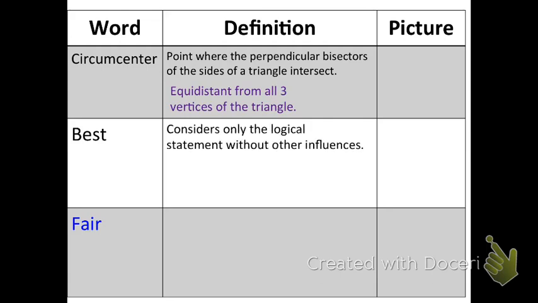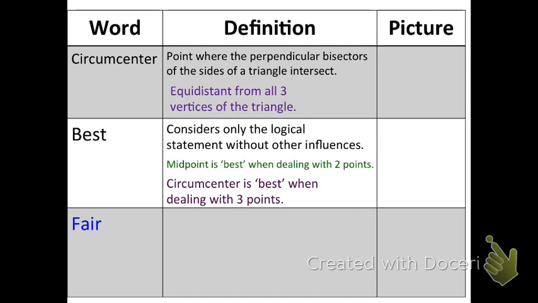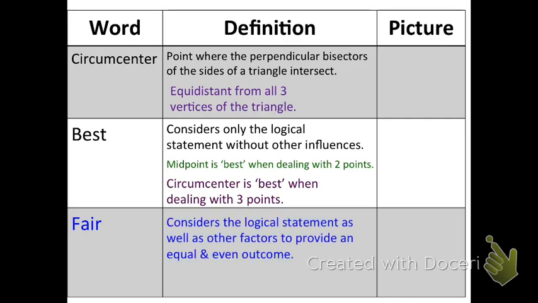The word best considers only the logical statement without other influences. Midpoint is best when dealing with 2 points. Circumcenter is best when dealing with 3 points. Fair considers the logical statement as well as other factors to provide an equal and even outcome. Points on the perpendicular bisector are fair when dealing with 2 points. Those are your 9 terms.